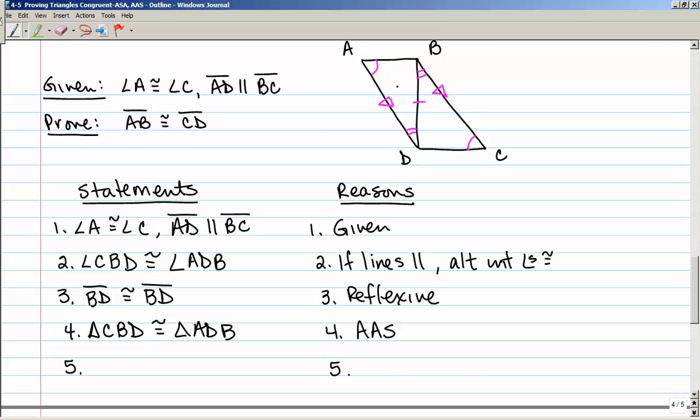Now that these two triangles are congruent to each other, I can say that all of their corresponding parts are congruent. And what I'm trying to prove is that AB across the top is congruent to CD across the bottom, and indeed I can say that because corresponding parts of congruent triangles are congruent, or CPCTC.